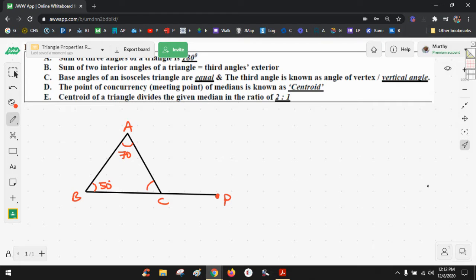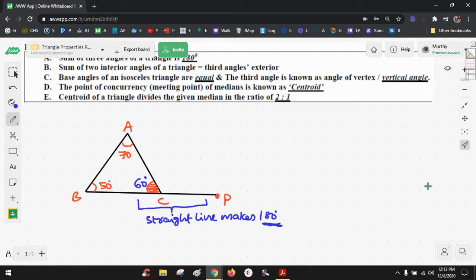Already in the previous example, I explained how to figure out the missing angle. After computation, we get 60 degrees. Let's say that this is 60 degrees. I hope you remember that a straight line makes 180 degrees. So a straight line makes 180, or a straight angle equals 180 degrees.